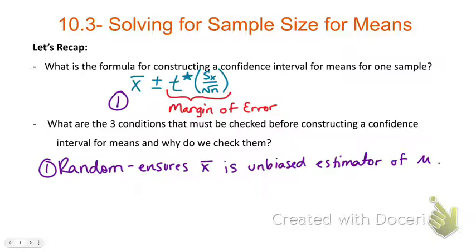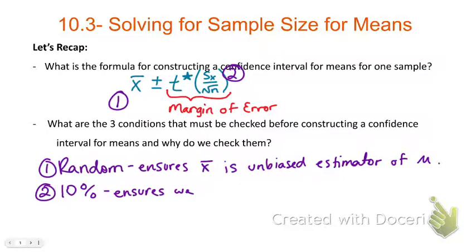Now, the next condition that we usually check is the 10% condition. Now, just so you know, that is based on the standard error part of the formula. So it's kind of out of order, but it's fine. 10%. Why do we check the 10% condition? It ensures we have independent observations and good variability from the population.